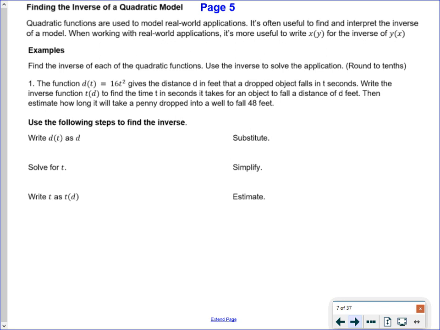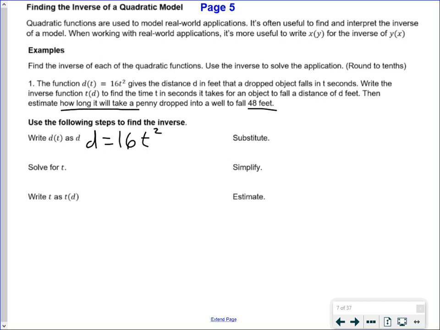So we keep on reading. We're told to find the time in t seconds it takes for an object to fall a distance of d feet. That's what t of d equals. Then we're going to estimate how long it will take for a penny dropped into a well to fall 48 feet. So that's ultimately what we're going to be solving for. That's a lot to take in, so let's break it down step by step. The very first thing we're going to do is rewrite d of t as just d. So the distance is going to equal 16 times time squared. Next, we're going to solve for t, because we're ultimately being asked how long does it take.